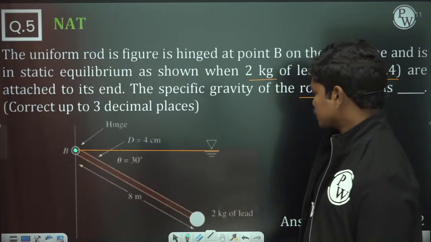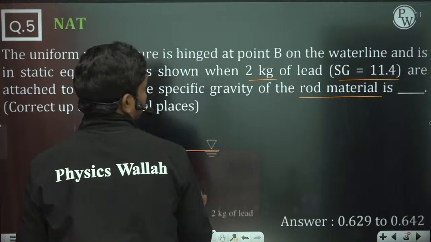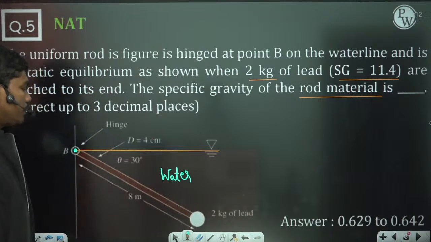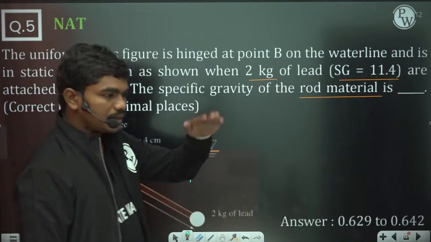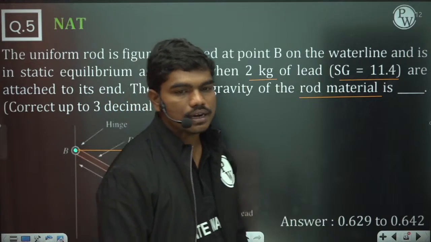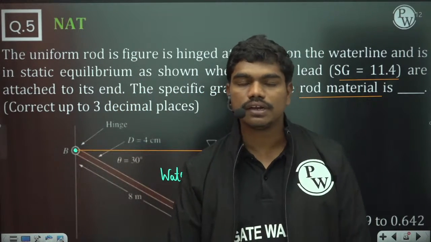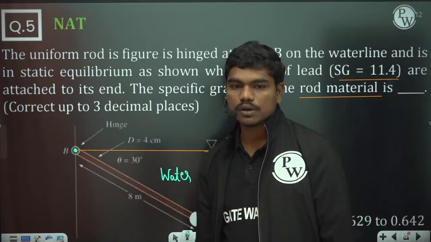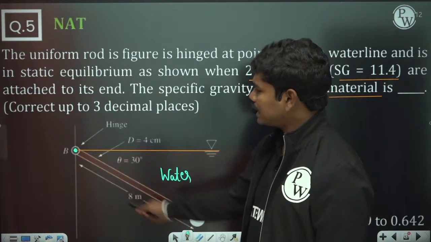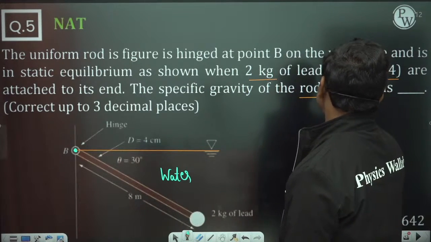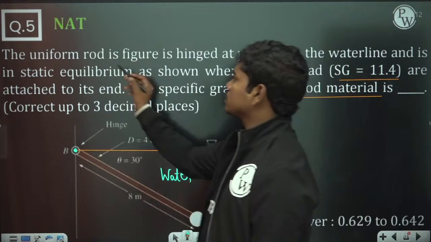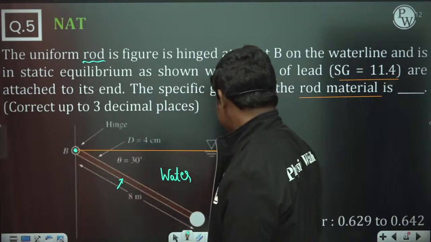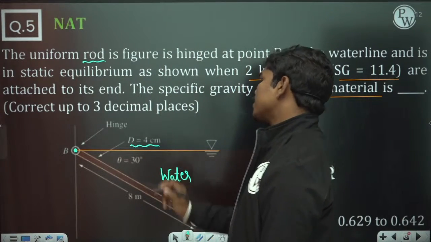And this is water, correct? So they are asking, if this beam has to be in equilibrium at some angle, theta is 30 degrees, what is the specific gravity of this beam material? The beam is 8 meters in length. It's a uniform rod, so basically it has some diameter, and the diameter is given as 4 centimeters.